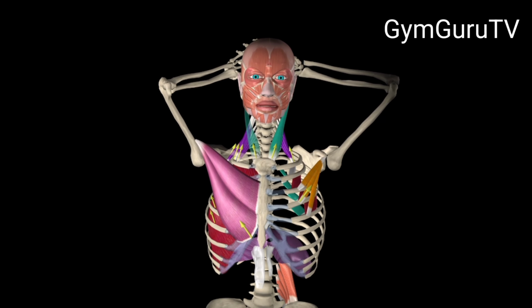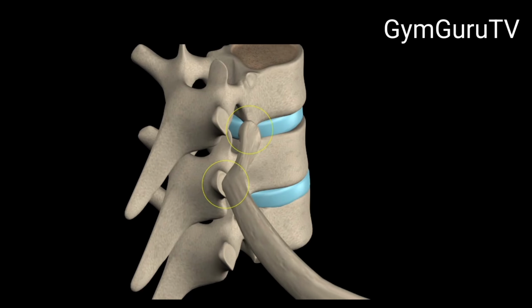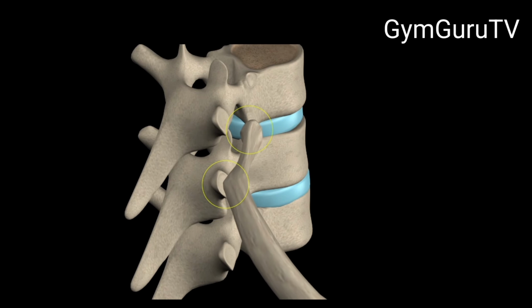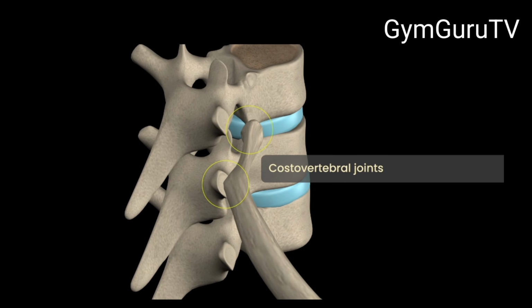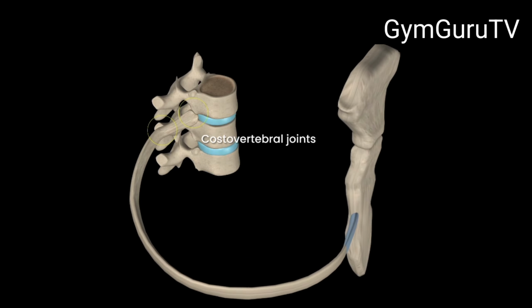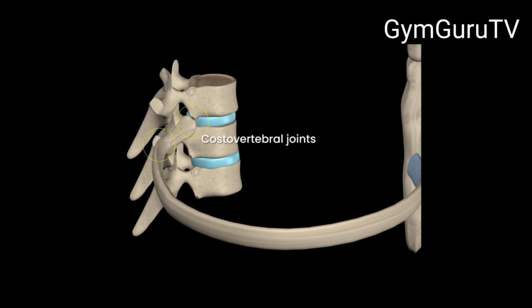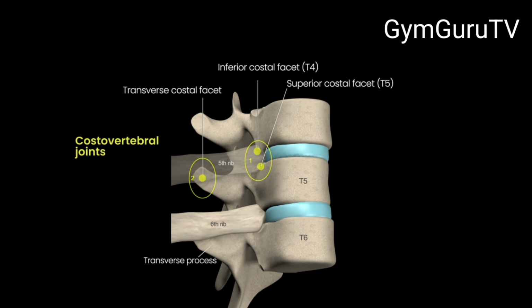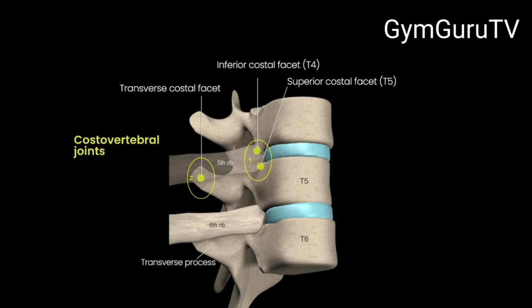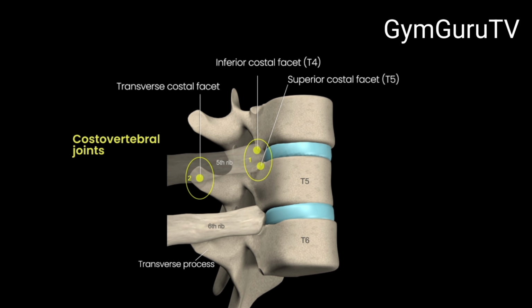Of ventilation. Which joints are active when we breathe? One of the active joints are the costovertebral joints. The rotational movement of this joint allows the ribs to go up and down during breathing. The costovertebral joints are the articulations that connect the heads of the ribs with the bodies of the thoracic vertebrae.